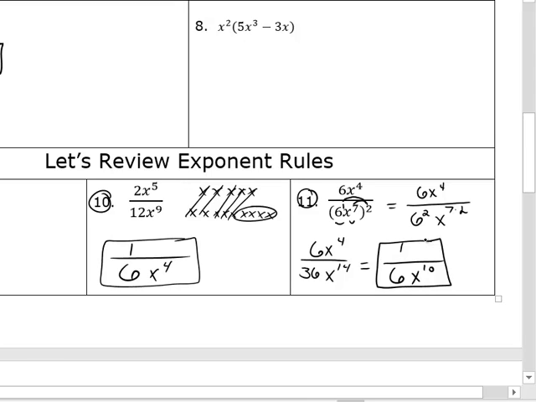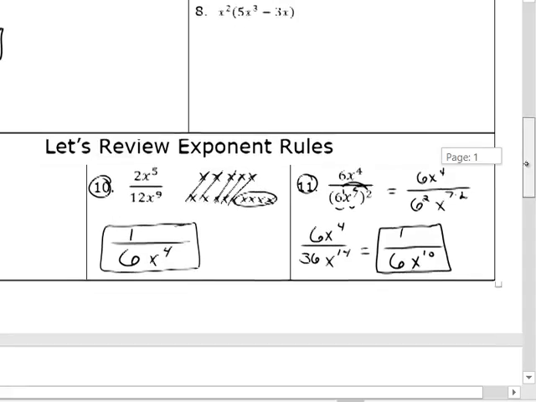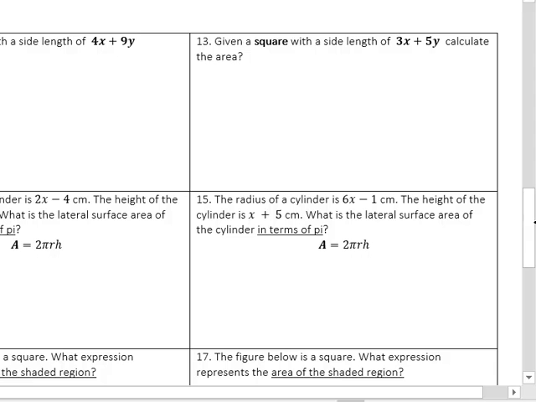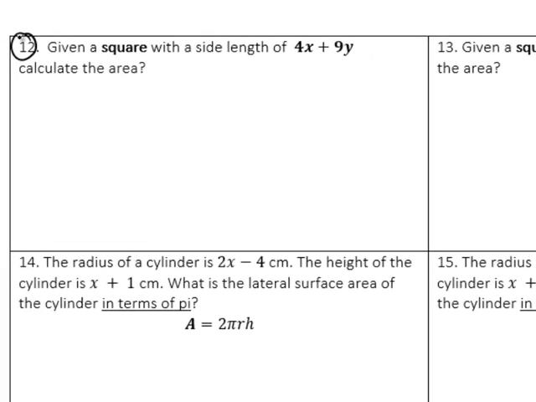Alright, that was the exponent rules. Real basic, guys. Simple, simple, simple. Now, number 12. Given a square with a side length of 4x plus 9y, calculate the area. Seriously? Well, I don't like having these types of questions, so we're going to get rid of that y there. We're going to have 4x plus 9 as your side length of your square.